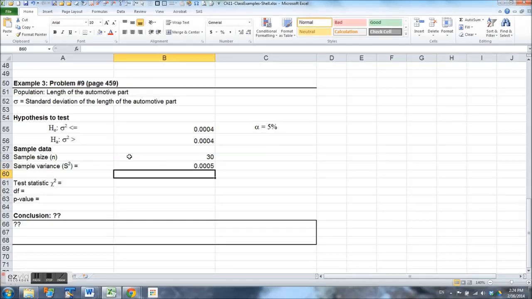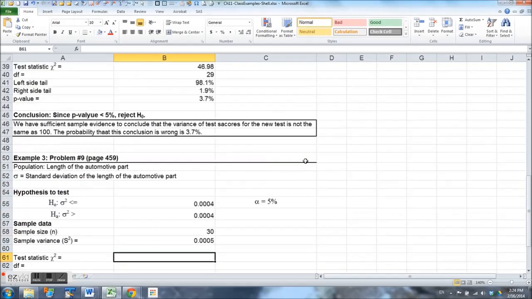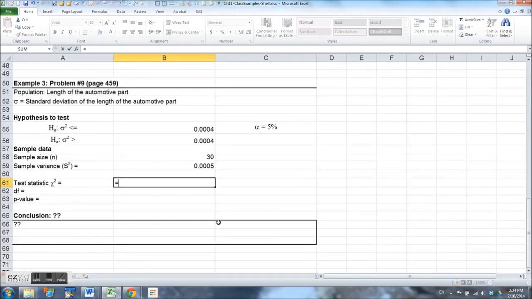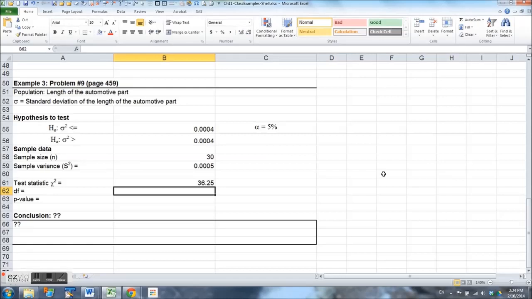So chi-squared, here is the formula for chi-squared: n minus 1 times sample variance. There is already sample variance, so we don't have to square that, divided by the hypothesized value of the population variance, and that's again population variance already. So this is the test statistic, chi-squared 36.25. Degrees of freedom is n minus 1.